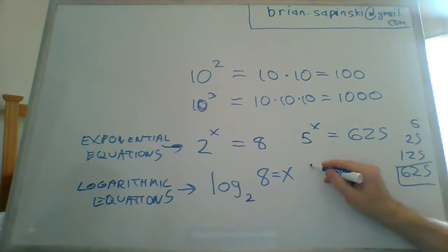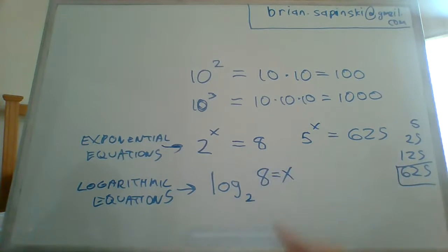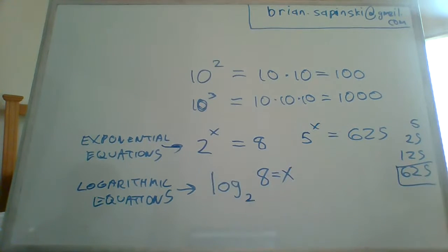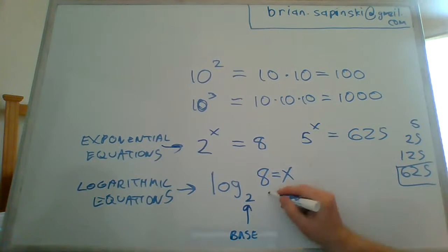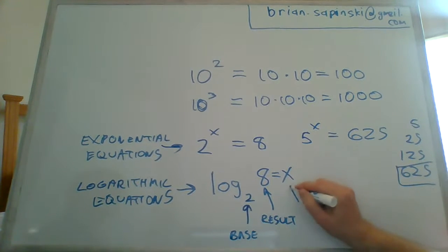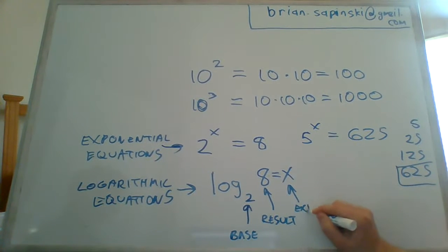Okay, and then this one, so now here's the translation of it. Follow this. You see the 2 at the bottom, right? That 2 represents, in an exponential equation, the base. That's the base that you're starting with. So this tells you what multiplication you're counting by over and over again. The 8 next to it is the end result of the calculation. So this is the base, this is the result, and this is the exponent.